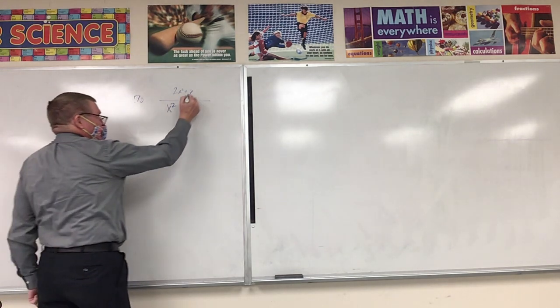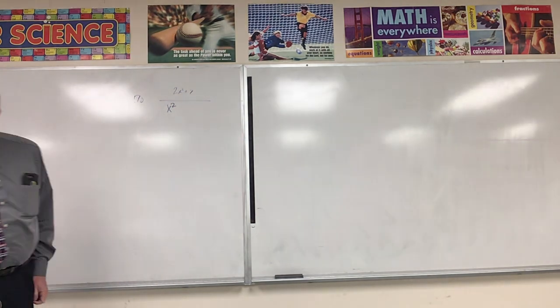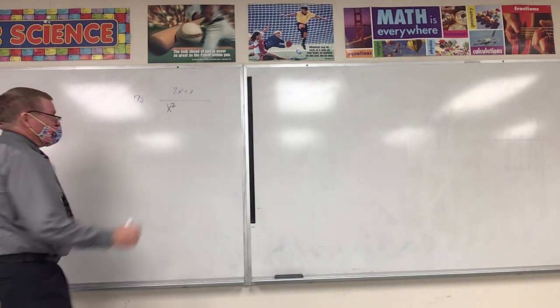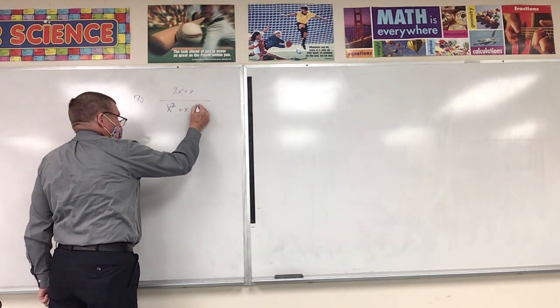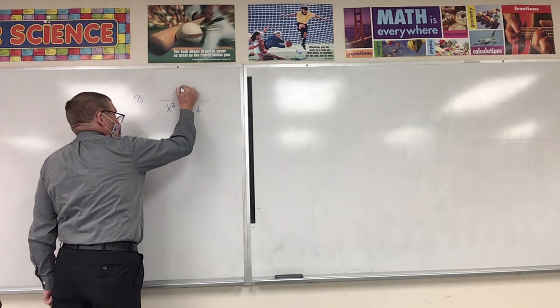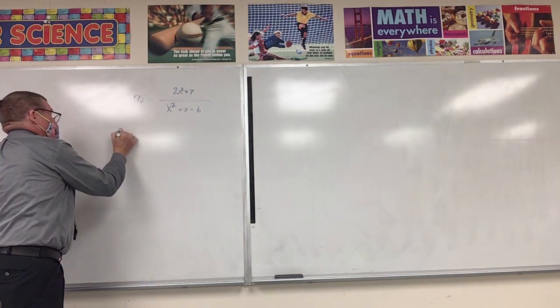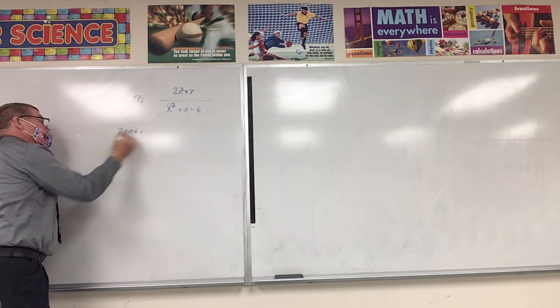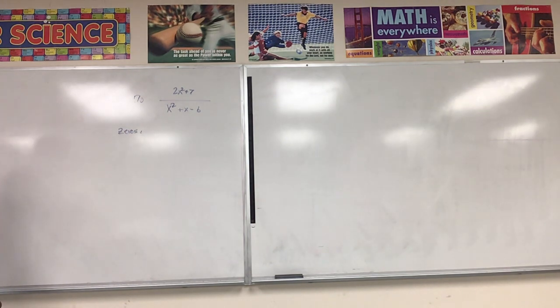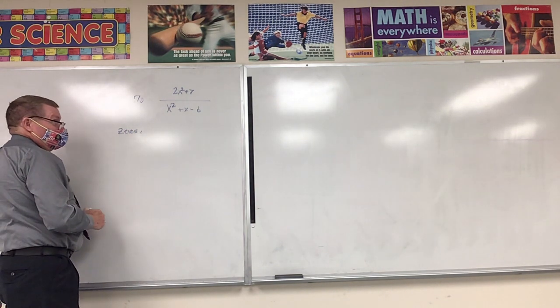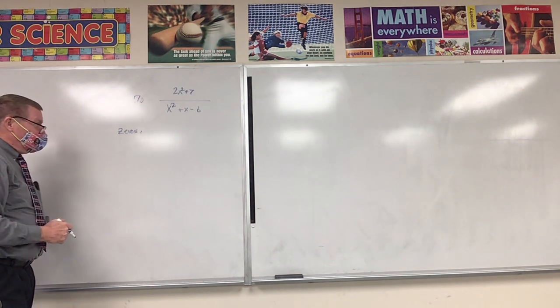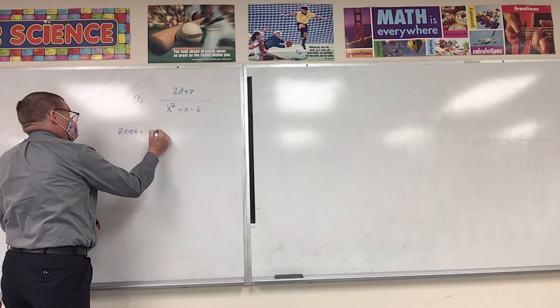Minus 3x. What am I looking at? X squared plus x minus 6. Alright, 2x squared plus 7. Alright, zeros. No zeros. That is correct. Yeah, they didn't even ask us to find zeros.